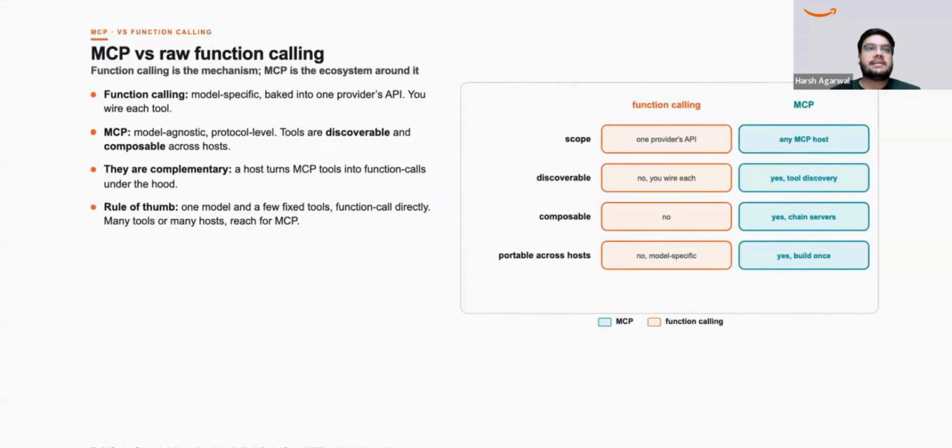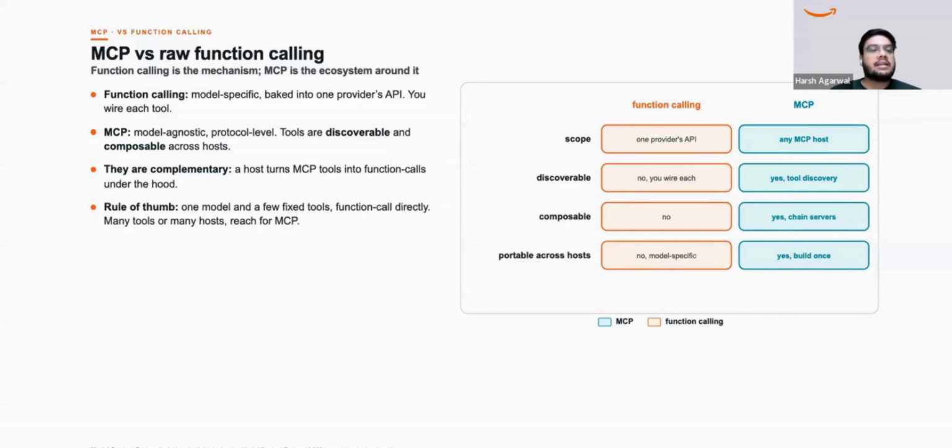So there is a common misconception that MCP is like function calling, but they are related to each other, and they are really different layers. And I'd like to show this comparison to sort things out. Function calling is a mechanism. It's model specific and baked into one provider's API. And basically, you wire each tool yourself. It's how a single model in a single app calls a tool. And we've covered it extensively in the initial section of this module.